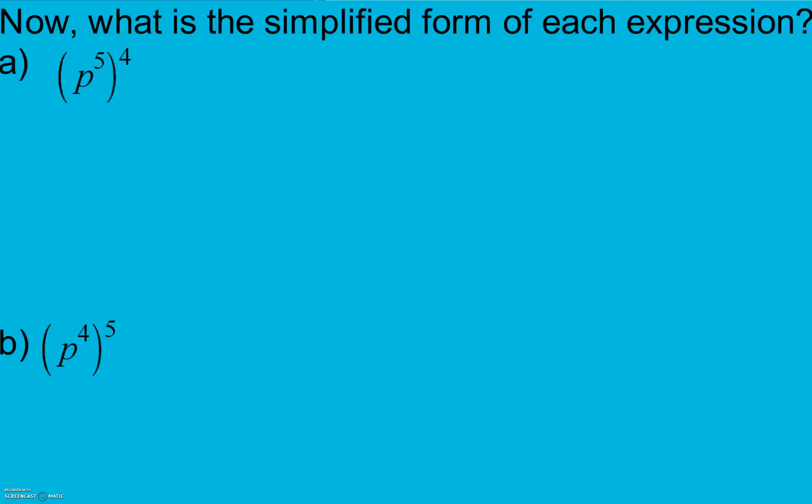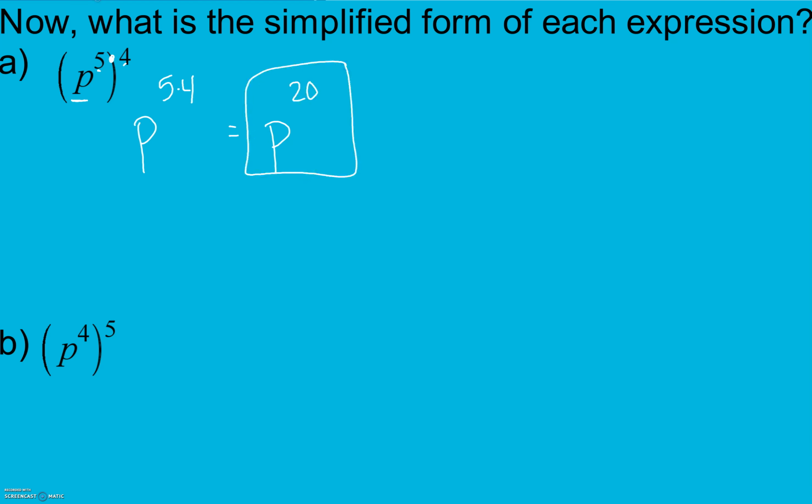Feel free to pause here and give these a try if you'd like. Here I have p to the 5th power raised to the 4th power. So my base raised to an exponent raised to an exponent. This means a power raised to a power. Power to a power means we multiply our exponents. And here I get p to the 20th power.